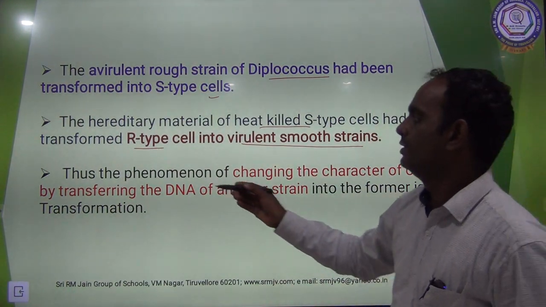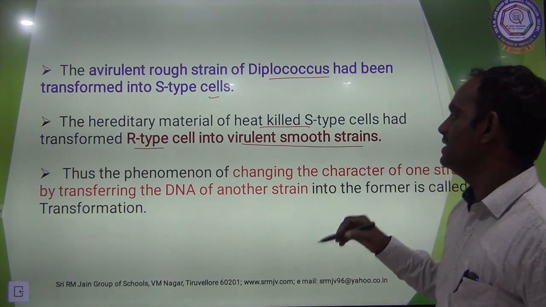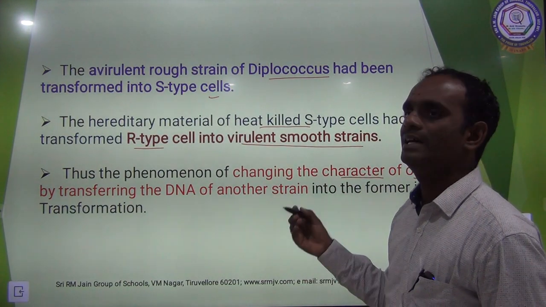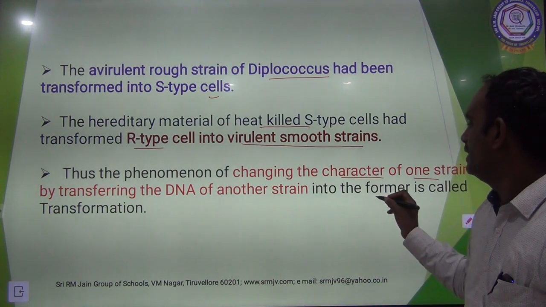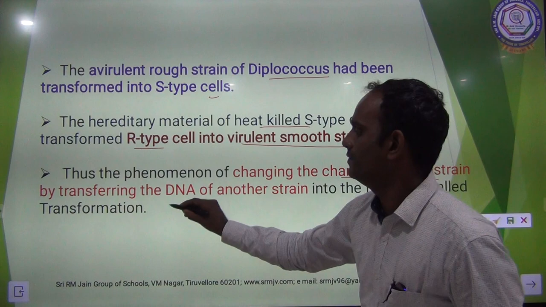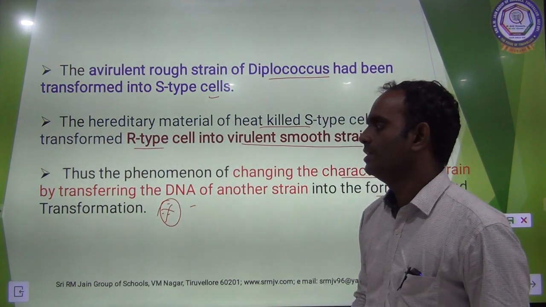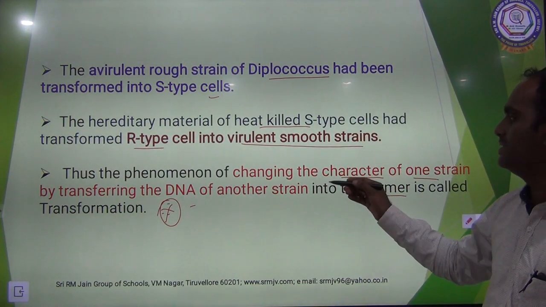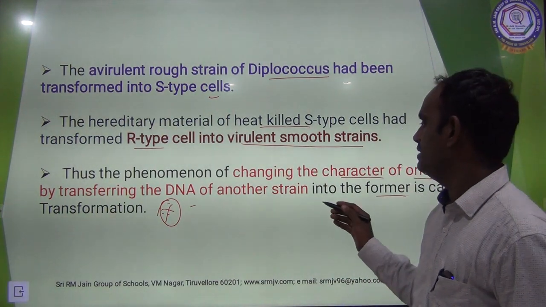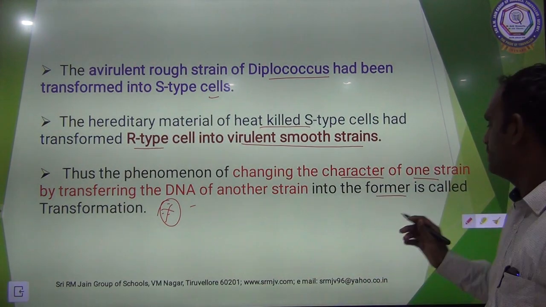So the phenomenon of changing the character of one strain by transferring the DNA of another strain into the former is called transformation. It is very, very important, a 5-mark question. The phenomenon of changing the character of one strain by transferring the DNA of another strain into the former is called transformation.